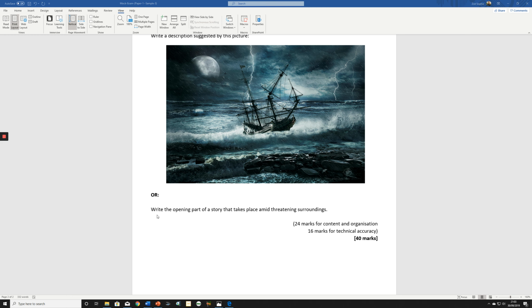So this one is: write the opening part of a story that takes place amid, that means around, threatening surroundings. It's only the opening part of a story. Note what they say to you. You're not expected to have everything finished and concluded appropriately. You've only got 40 minutes to write it and 5 minutes on top of that to plan it. They're not expecting miracles, so know that.